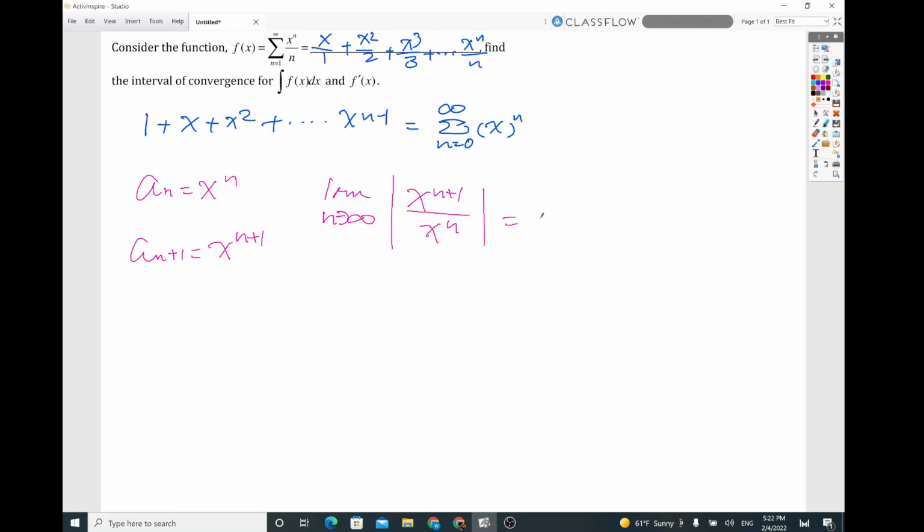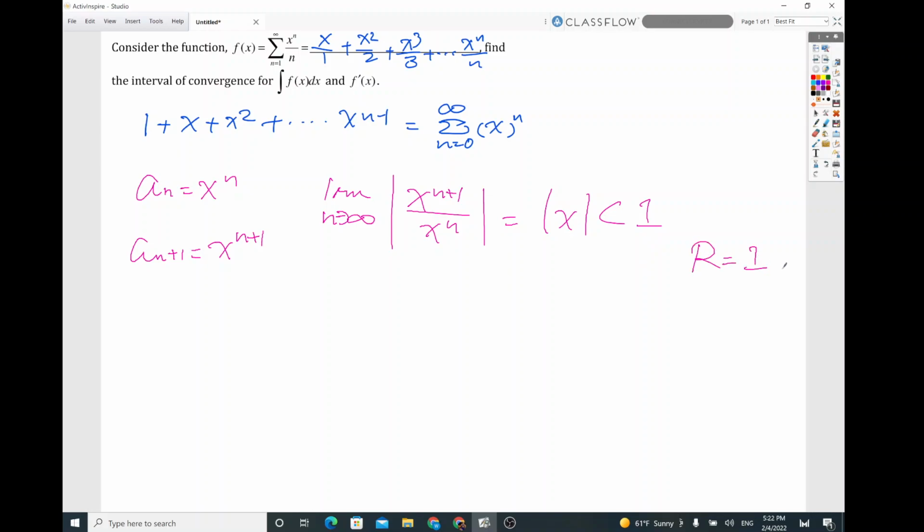For this one, you can use the ratio test or the root test, either way, because it's to the power of n. So we get the absolute value of x. In order for the series to converge, the ratio must be less than 1, just like the common ratio of a geometric series. It must be less than 1, so the radius is 1.